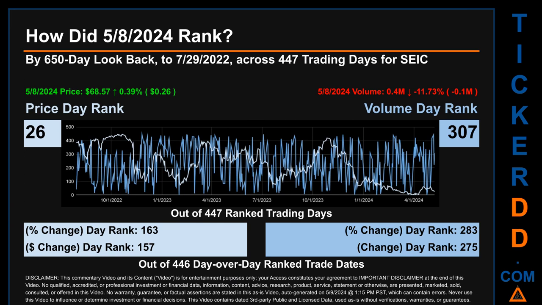The price's day-over-day percentage change, jumping 0.39% on the 8th of May 2024, had a day rank of 163 while its dollar difference of 26 cents had a rank of 157 when compared day over day across 446 trading days. Volume's percentage change and difference were ranked respectively at 283 and 275.